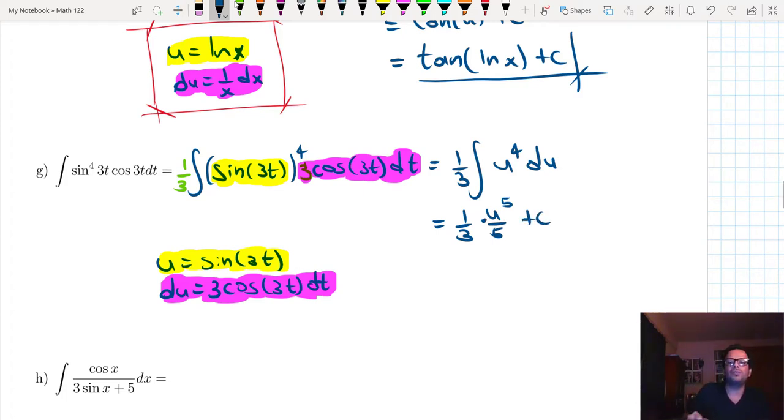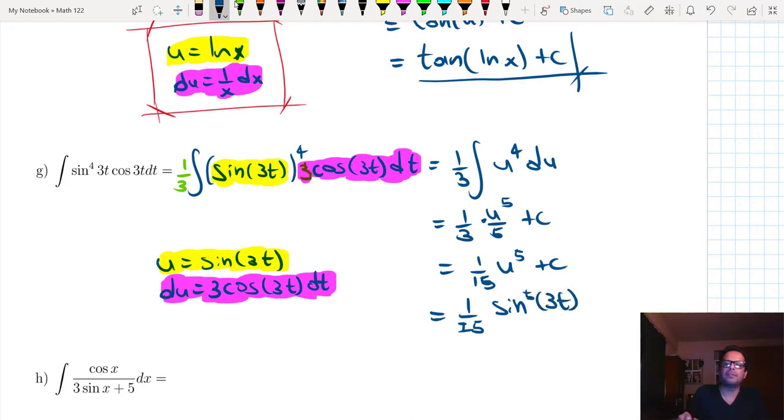And here we only need to multiply across. 1 times u to the fifth is simply u to the fifth, and 3 times 5, it's a 15 in the denominator, or 1/15, right? And then plus c. And let me just back substitute for u. And this will be sine to the fifth power of 3t plus c. Okay, and that's another example.